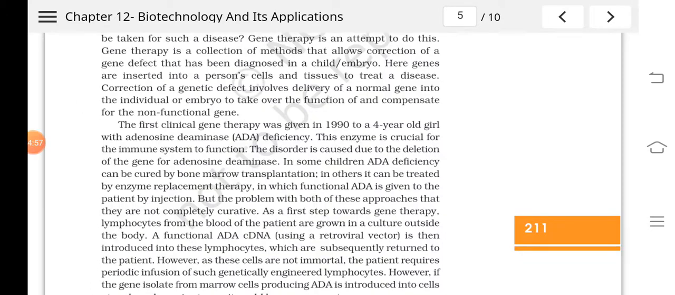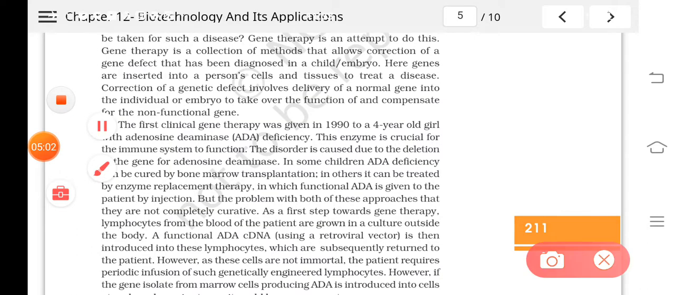The first clinical gene therapy was conducted in 1990 on a 4-year-old girl. She was suffering from a disease called adenosine deaminase deficiency, ADA deficiency. This is an enzyme, and you can understand it from the name itself, isn't it? Adenosine deaminase is an enzyme, and this enzyme is not produced in the child.